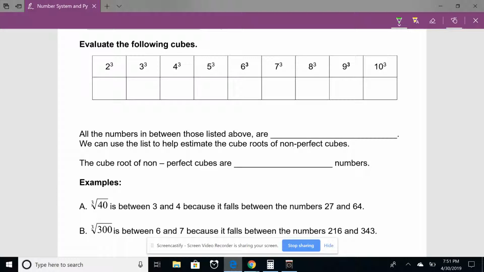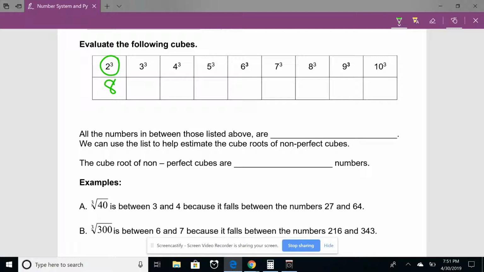In today's lesson, we're going to talk about cube roots. So in the last lesson, we talked about square roots, which is the opposite of squaring. Cube rooting is the opposite of cubing. And when you cube a number, you multiply a number by itself 3 times. For example, 2 cubed is 2 times 2 times 2, which is 8.